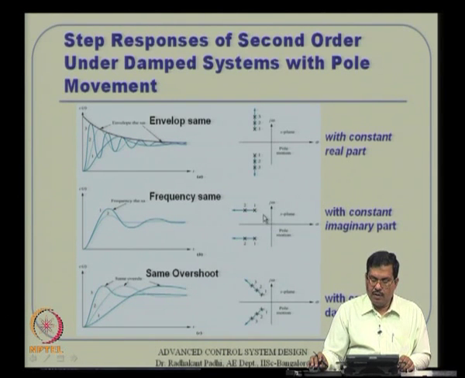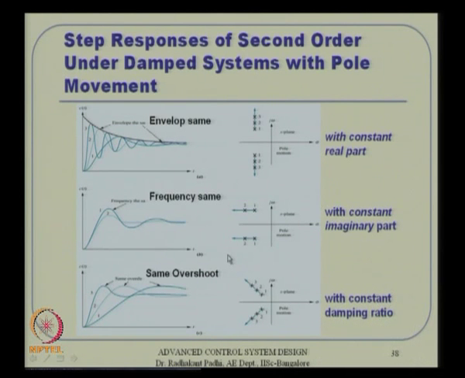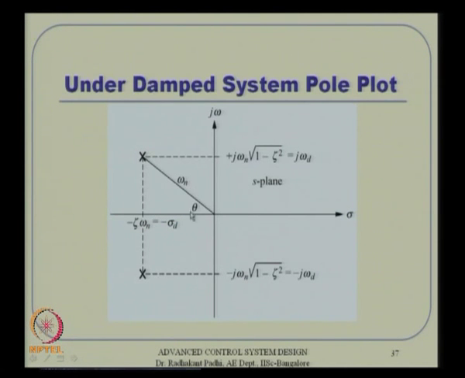Similarly, if it goes away parallel to the sigma axis, then case 1 corresponds to that and case 2 to that. In other words, you will have more zeta in the loop, more damping, so it turns out to be a more damped system. And if it goes radially away, omega n remains constant. So you can see 1, 2, 3 here correspond to 1, 2, 3 out here. Right, so this is with a constant real part, this is with a constant imaginary part, and this is with a constant damping ratio, because cos theta is nothing but zeta.